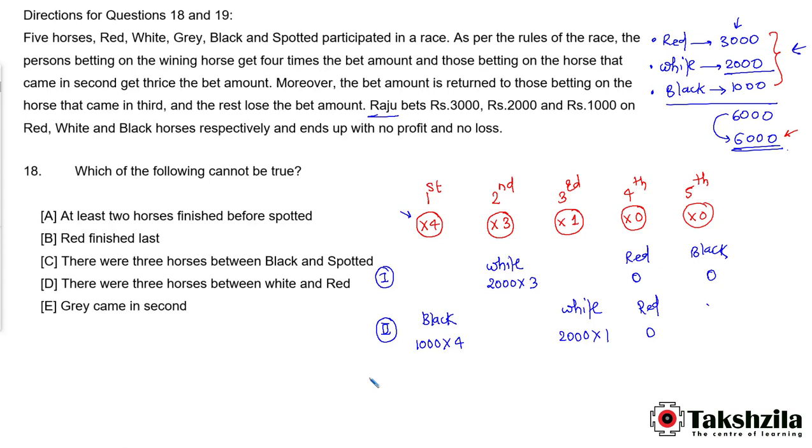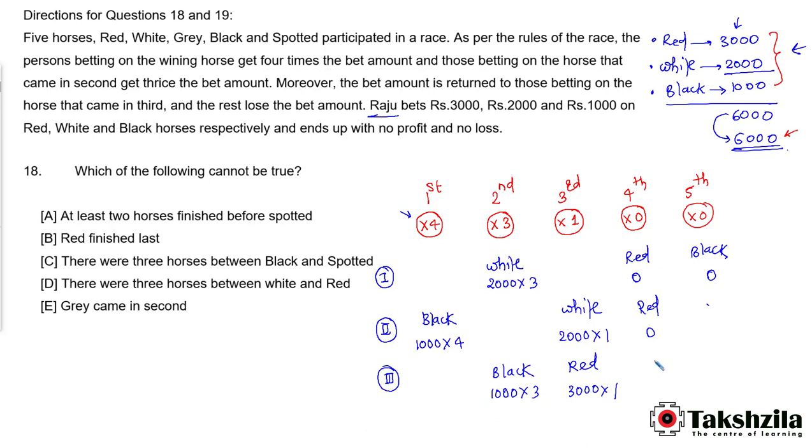Let's check to get a total of 6000. Then what we can do now is, 1000 into 3 we can do 3000, and 3000 we can do. Let's have a look at it. The third possibility is, let's say black comes at second position. So that 1000 will get multiplied by 3. So it becomes 3000. And let's say red comes at third position. So that 3000 will get multiplied by 1. So total is 3000 and 3000, 6000.